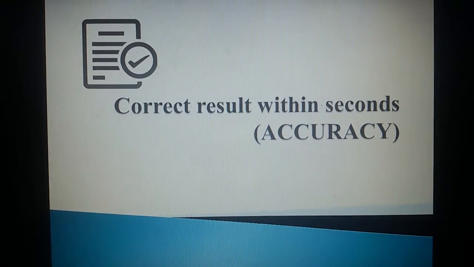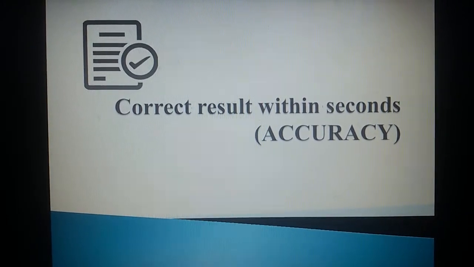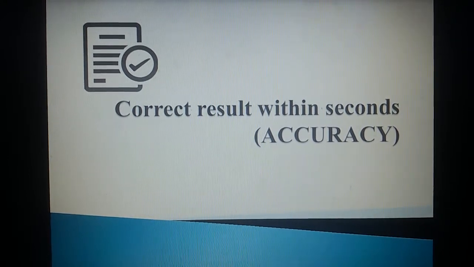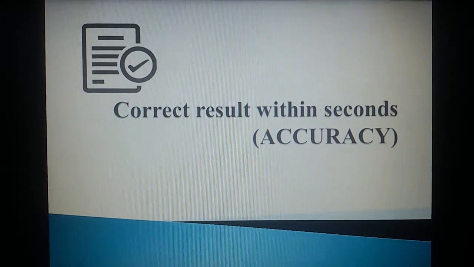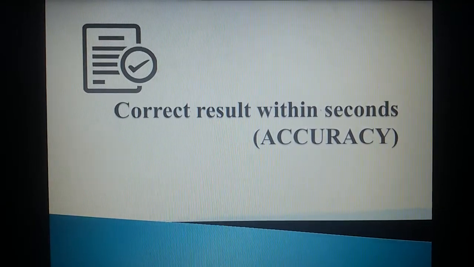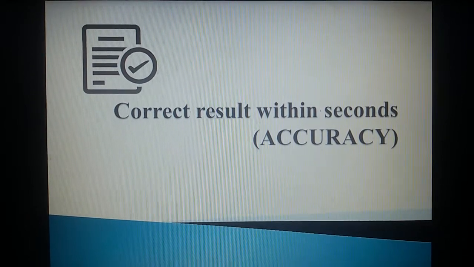So if you feed it wrong data as input, it will produce wrong information as output, which is nothing but GIGO. GIGO stands for garbage in, garbage out. So in order to maintain accuracy, the user also has to enter accurate data.